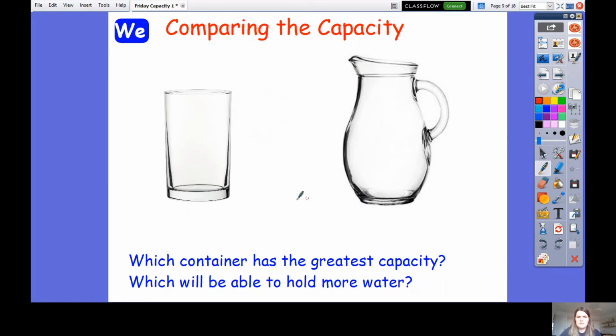Okay, what about this one? Let's read our question. Which container has the greatest capacity? Okay, you're going to have a go at this one. We've got a jug or a glass. Which one of these do you think will have the greatest capacity? You think the jug. Why do you think the jug has the greatest capacity? Because you think it could hold more water? Okay, and do we think we could put lots of glasses of water in the jug? Absolutely, well done. The jug does have the greatest capacity when comparing it to the glass.